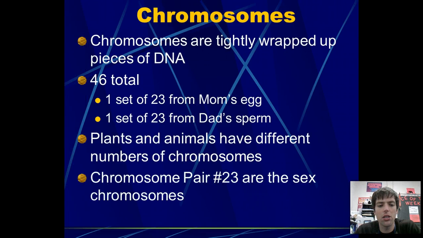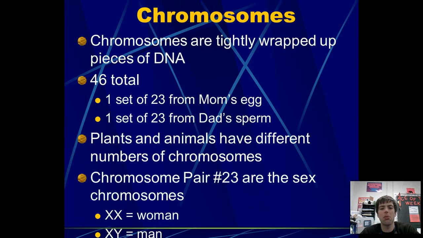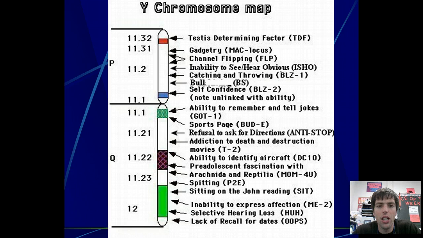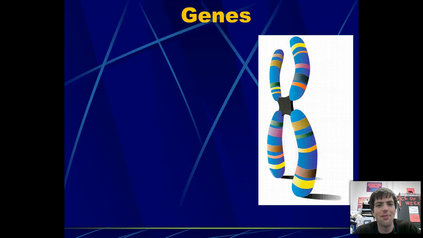So back here in our notes, let's write down chromosome pair 23 are the sex chromosomes, with women having 2 X's that are long and guys having 1 long X and 1 short Y. Here's a funny way to look at the Y chromosome. This is an actual name of a gene that determines whether a baby is a boy or a girl, and the rest of these are really funny genes that sort of express what's unique in being a male. You can pause the video and have fun reading those.